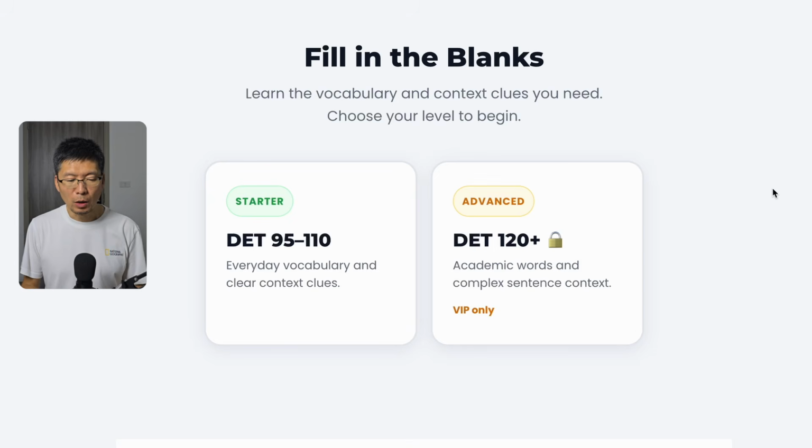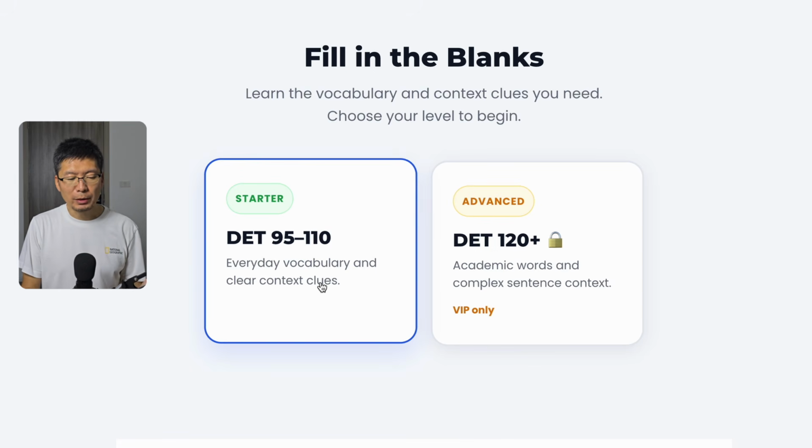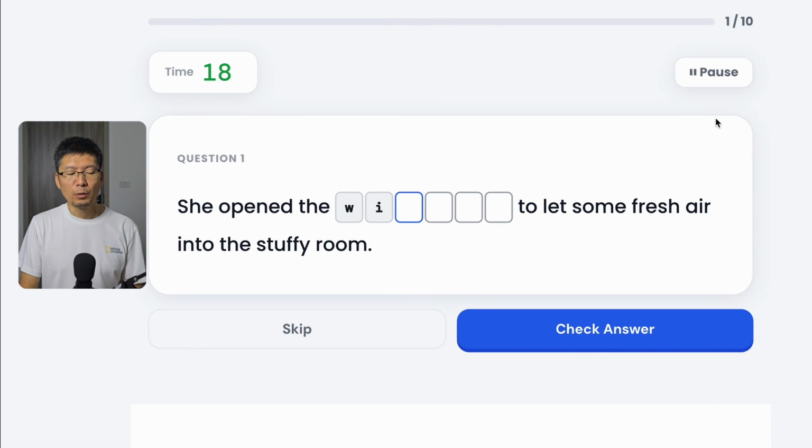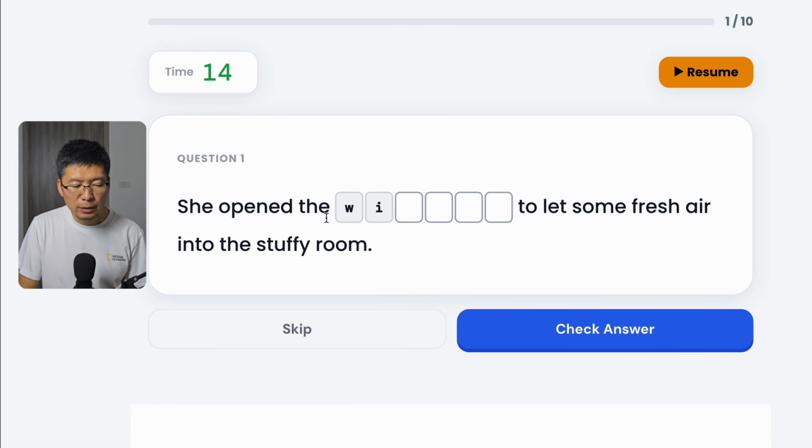Let's get started. Okay, let's use the fill in the blanks trainer on my website to practice and learn the strategy. First, let's start from list level, 95 to 110. Okay, when we learn the strategy, we can just pause the timer. And let's do 10 questions, and then you can track how many you can answer correctly. Okay, so let's see the first question. She opened the what to let some fresh air into the stuffy room.